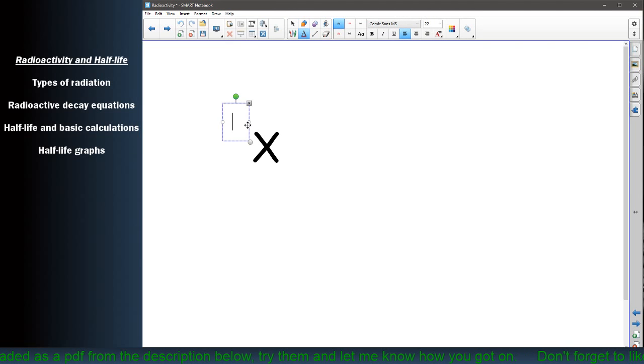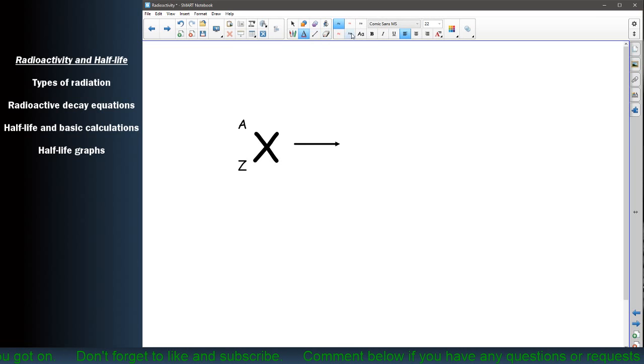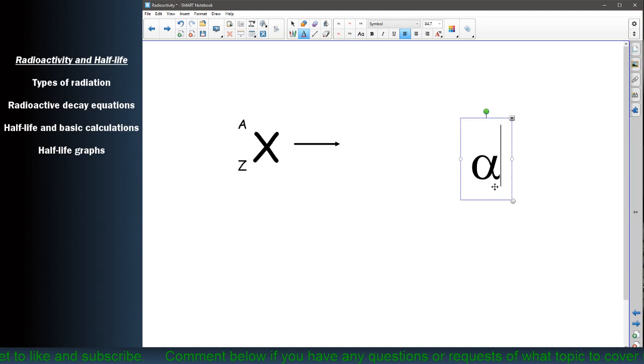Let's say it has a mass number of A and an atomic number of Z, and that's standard stuff for our exam course. So the mass number is A and the atomic number is Z. Then when you undergo alpha decay, you always get an alpha particle. So we just pop that at the end. We do that in symbol, and we type a little alpha. It's like a fish.